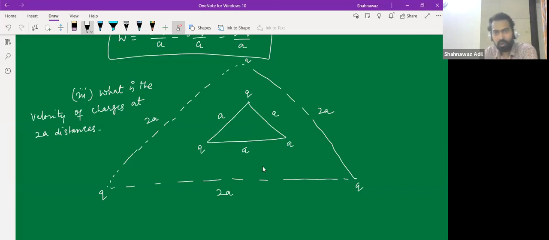So these were the initial configuration, and we just released these three charges in separate directions. So this has come to this point, this has come to this point, and this has come to this point. It is moving, but we want to calculate the speed of these three charges at these positions. Is this question clear to you?